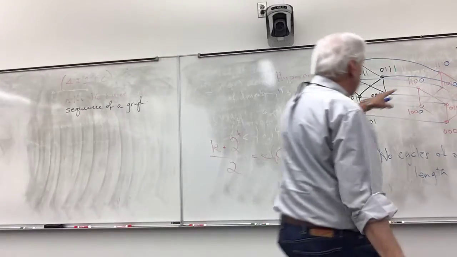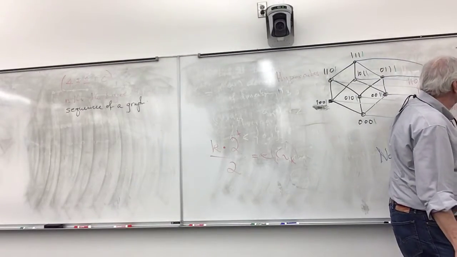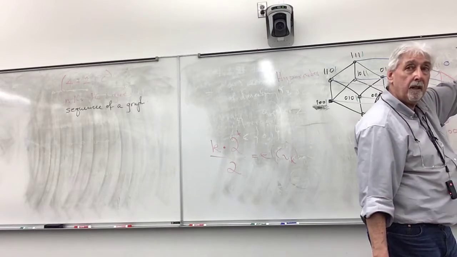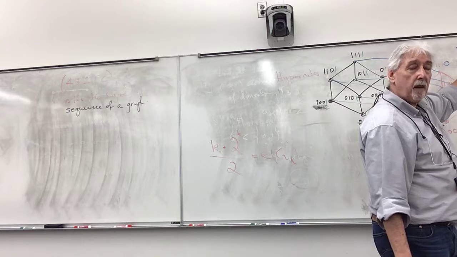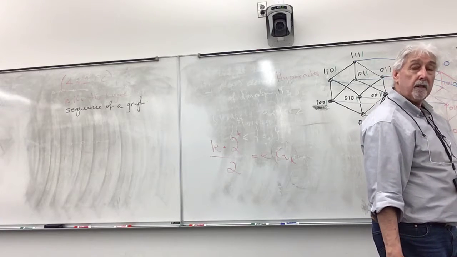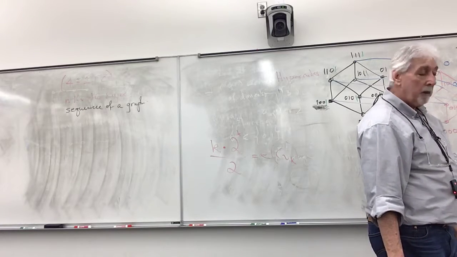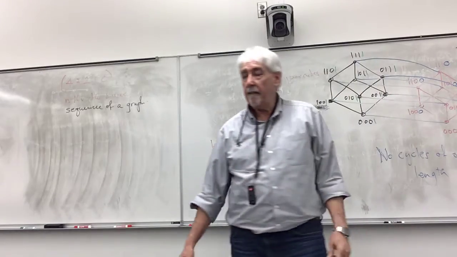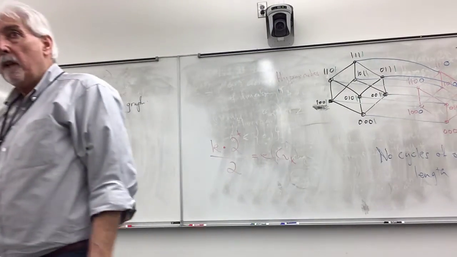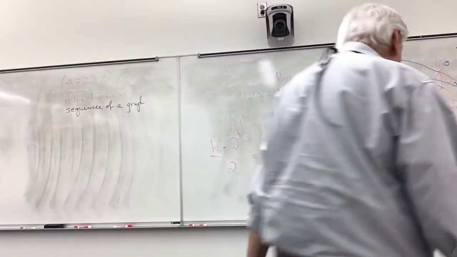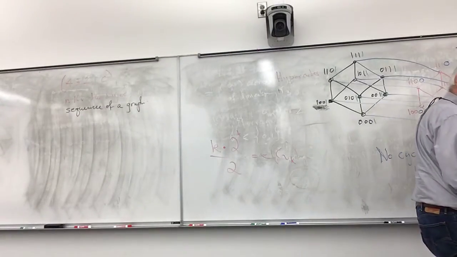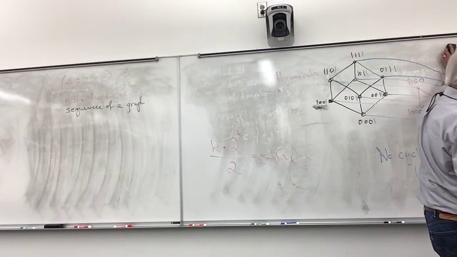If I take the sum of the degrees, 7 threes, we get 21. Then the number of edges in this graph would be 21 over 2, which is 10 and a half. We don't have half edges. So I know this can't be a degree sequence. Is that clear?